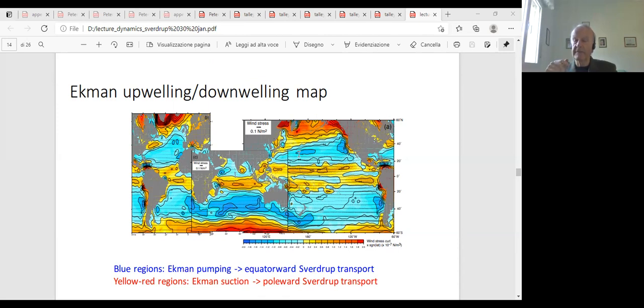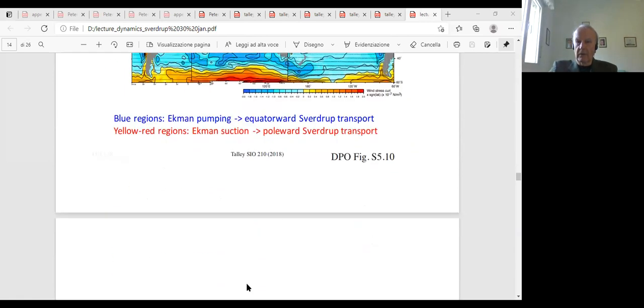Yellowish area means Ekman suction, so that means the suction of the water into the surface layer, and then you have the squeezing of the water column, which means that the water has to move northward, to the area where f, the Coriolis parameter, is larger, in order to keep zeta plus f, the relative vorticity plus planetary vorticity, the absolute vorticity, constant. So in the area of Ekman suction, the water has to move northward, or poleward, to say better.